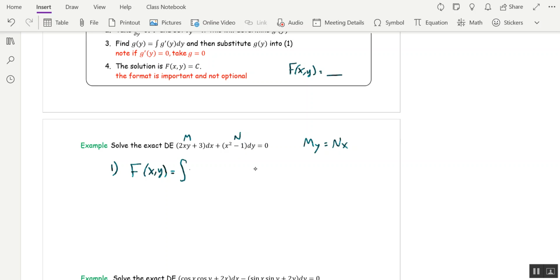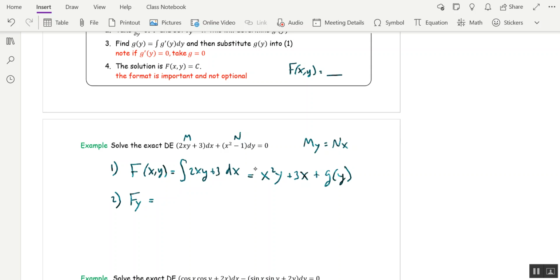F is the integral of 2xy plus 3 dx. So we're going to integrate M with respect to x, and so that would be x squared y, think of y as being constant, plus 3x plus a constant, but your constant is a function of y. Okay, that's step one. Step two, take the partial with respect to y of your F in step one.